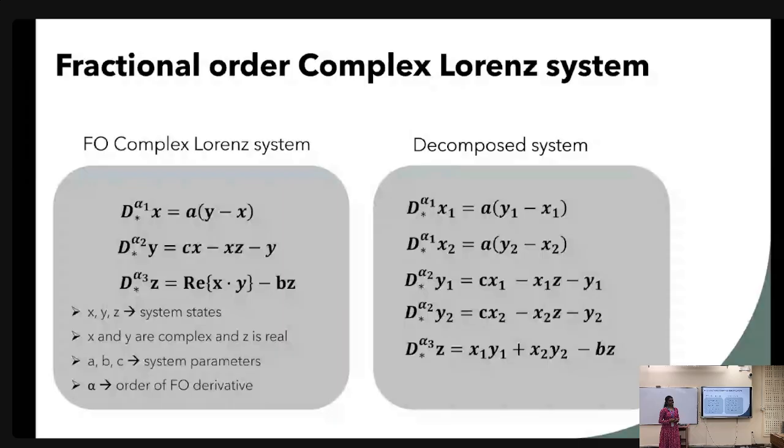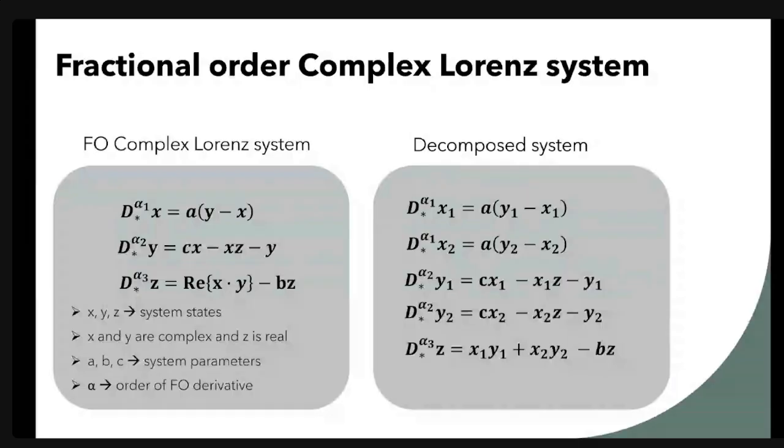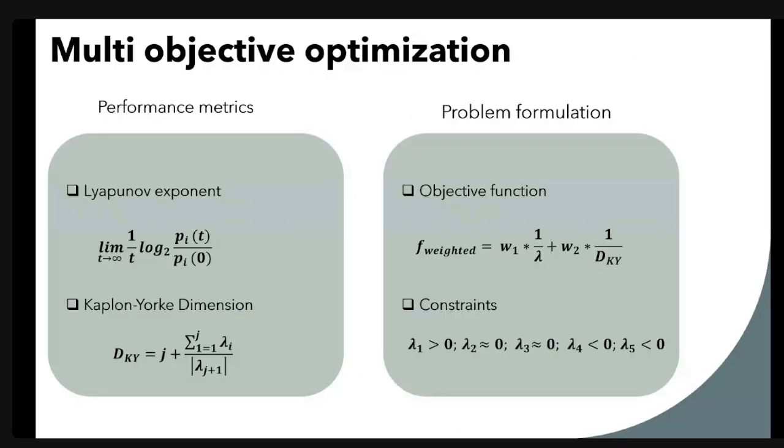Next, my objective was to improve the complexity of the system. For that, I have taken two performance metrics of the chaotic system. One is the Lyapunov exponent, which basically quantifies the amount of chaotic behavior of the system. It is the rate of change of convergence or divergence of the nearby trajectories of the chaotic system. This is the equation for computing the Lyapunov exponent.